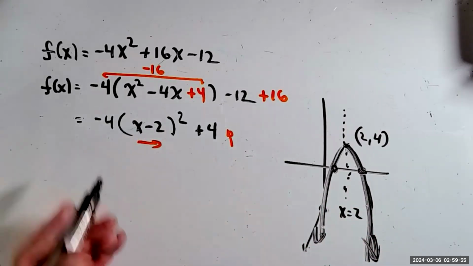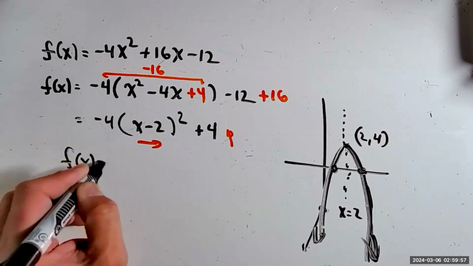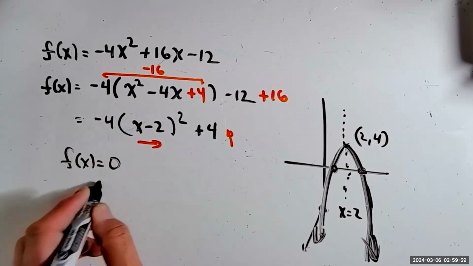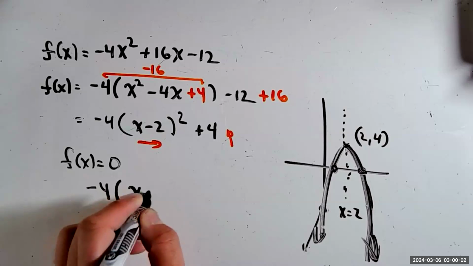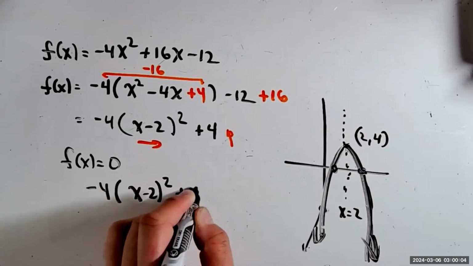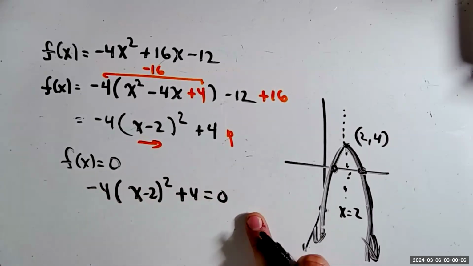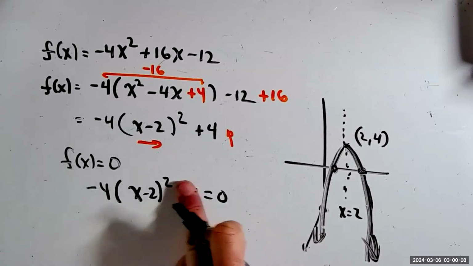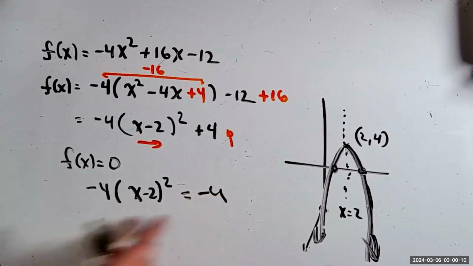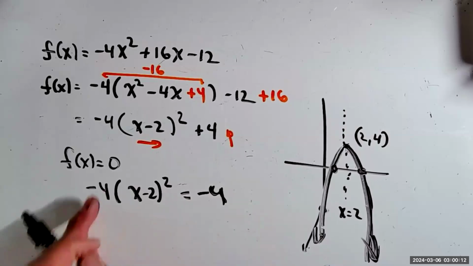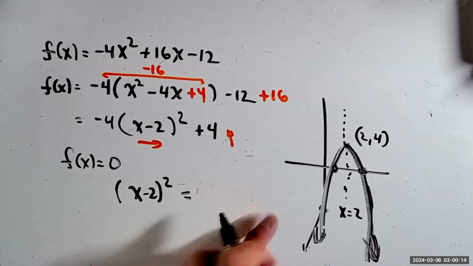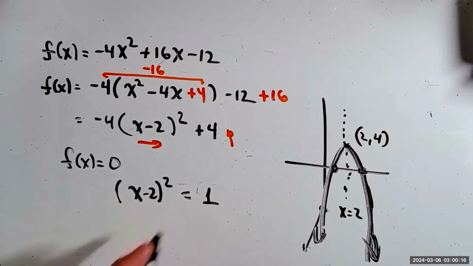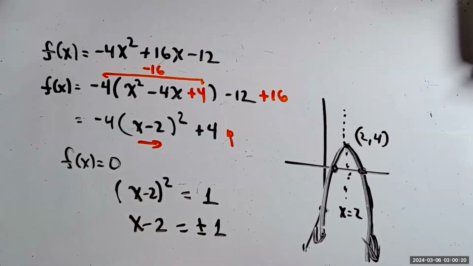x-intercept, f of x. This one is quick. f of x equals 0. So -4(x - 2)^2 + 4 = 0. We subtract 4, so it will be equal to -4. We divide by -4, so it will be equal to 1. Sorry, I'm going very fast here. Take the square root: x - 2 = ±1. So x equals 2 plus or minus 1.